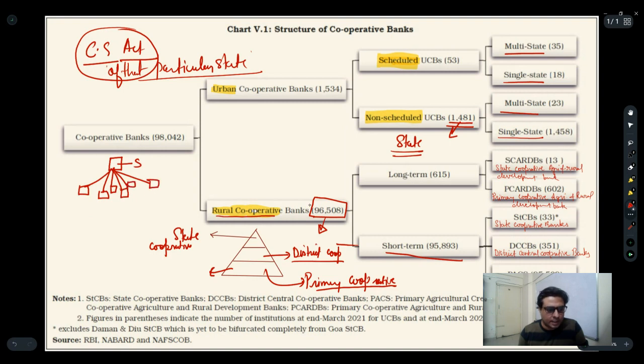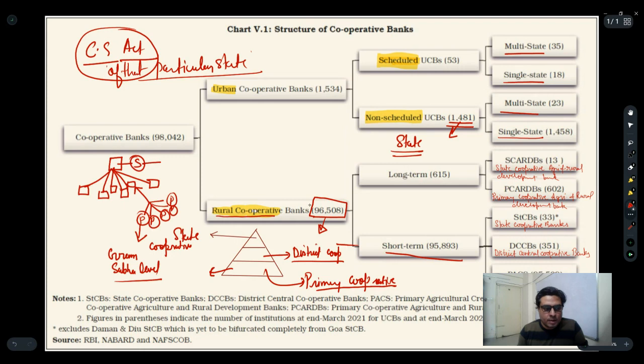In every district cooperative there are their own cooperative societies, primary cooperative societies, and they generally work at where? They generally work at Gram Sabha level. These primary cooperative societies work at Gram Sabha level, right? So from Gram Sabha, you can go to what? District cooperative, and the district cooperative is being administered by the state cooperative.